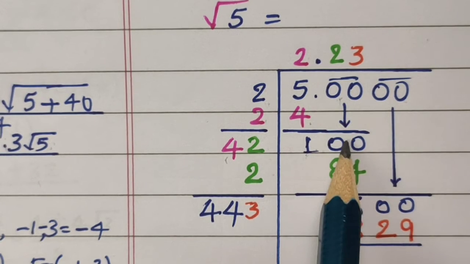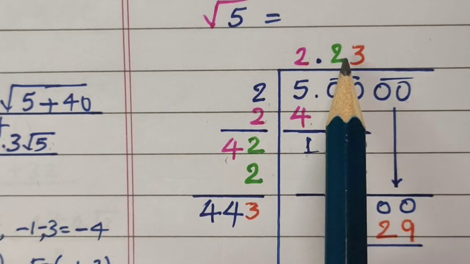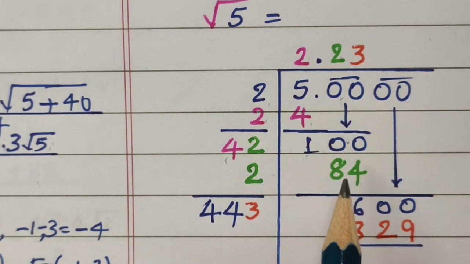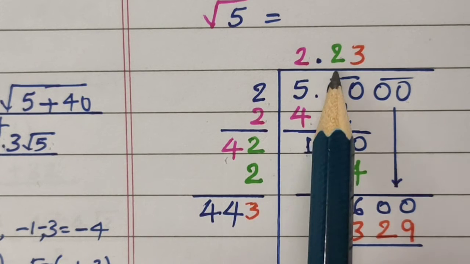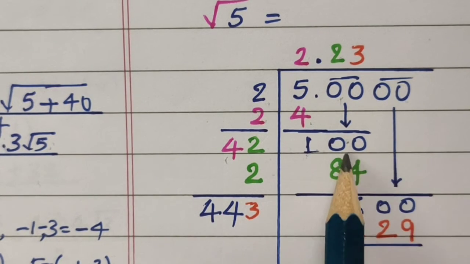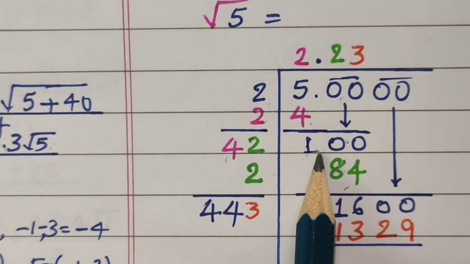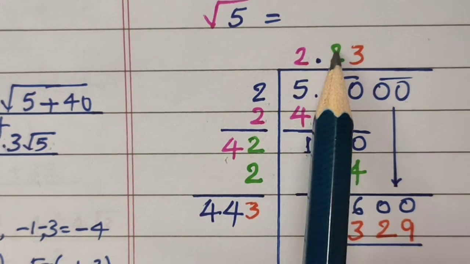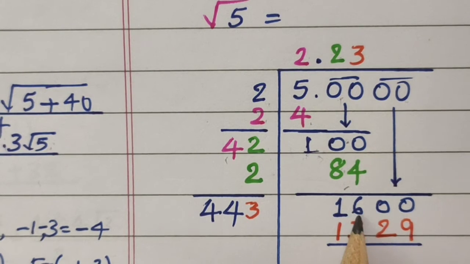Then bring these two zeros here. That's 100. So you use such a number where you get less than 100. 42 times 2 is 84, which is less than 100. If you take 3, that will become 129, which is going to be more than 100. That's why we have taken 2. 42 into 2 is 84. When you subtract, you get 16 here.